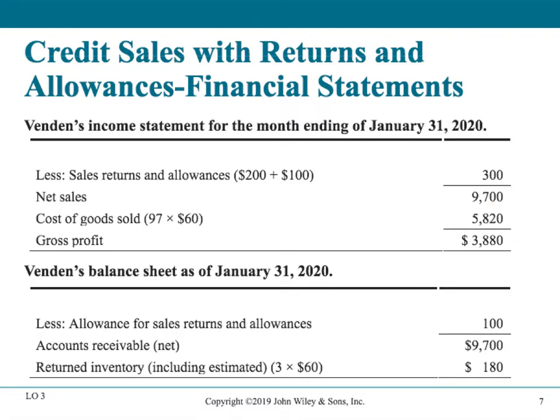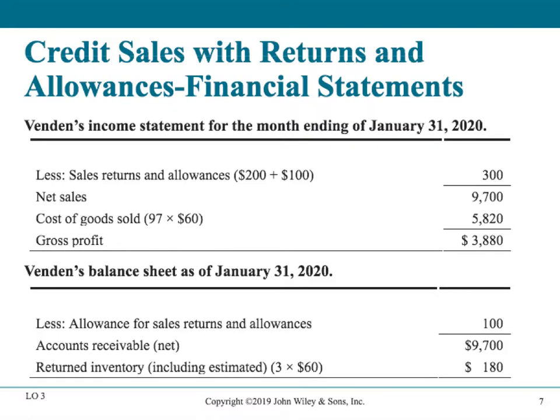What about the balance sheet? And again, for some reason, my accounts receivable account is missing right here. And we will subtract the allowance for sales returns and allowances. That's that 1 extra camera. So we started with $10,000.